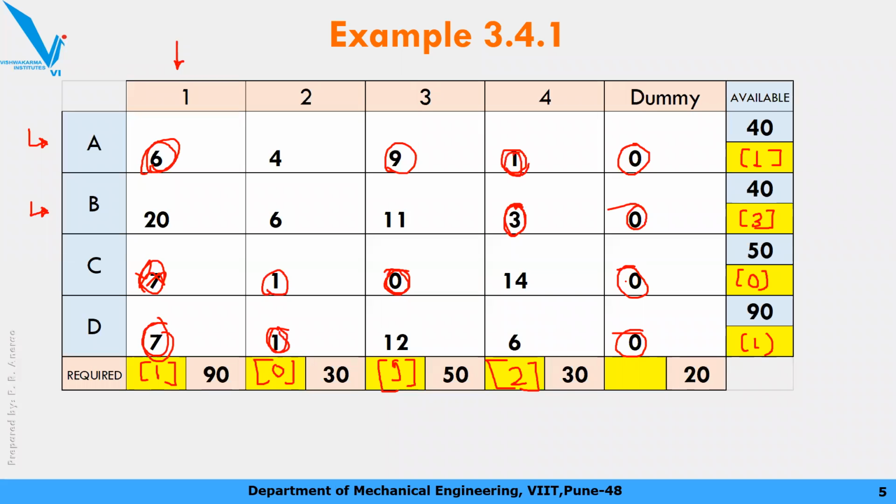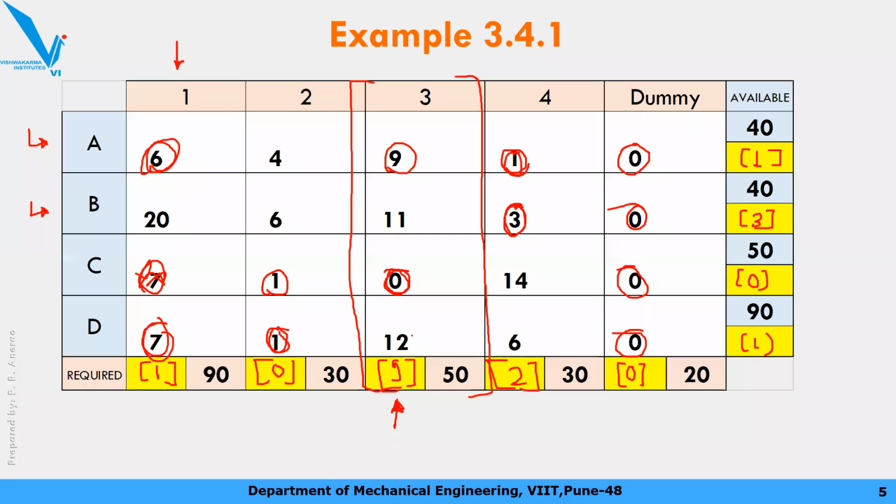Here in the dummy column, all the values are 0, so you can put the difference as dash or 0. Okay, so this is your penalty calculation. Select the row or the column having the maximum penalty. Here 9 is the maximum penalty, so we'll choose that column. This is your chosen column with the maximum penalty.